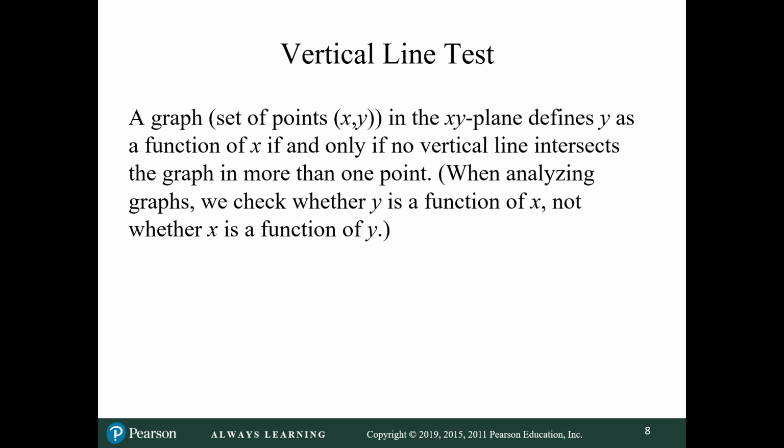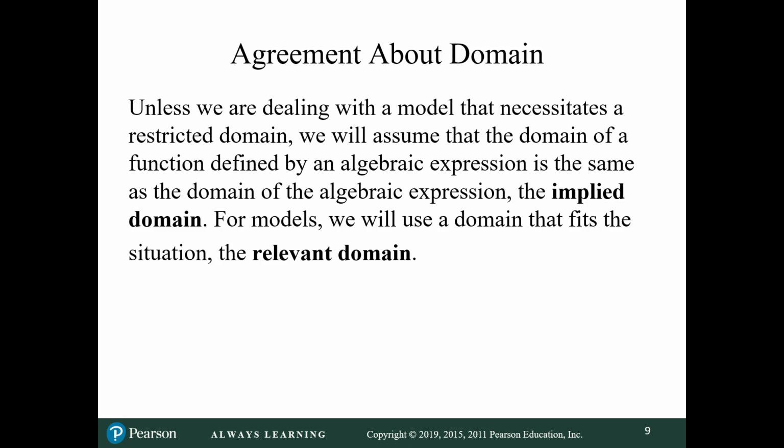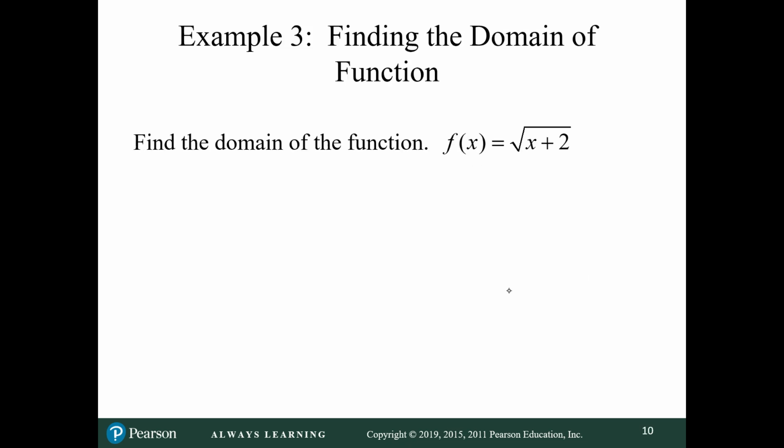So the vertical line test defines y as a function of x if and only if no vertical line intersects the graph at more than one point. Unless we are dealing with a model that necessitates a restricted domain, we'll assume the domain is defined for all real numbers. But there are certain problems where the domain is restricted. Whenever you have a radical, the domain is restricted. Whenever you have a variable in the denominator, the domain is restricted.